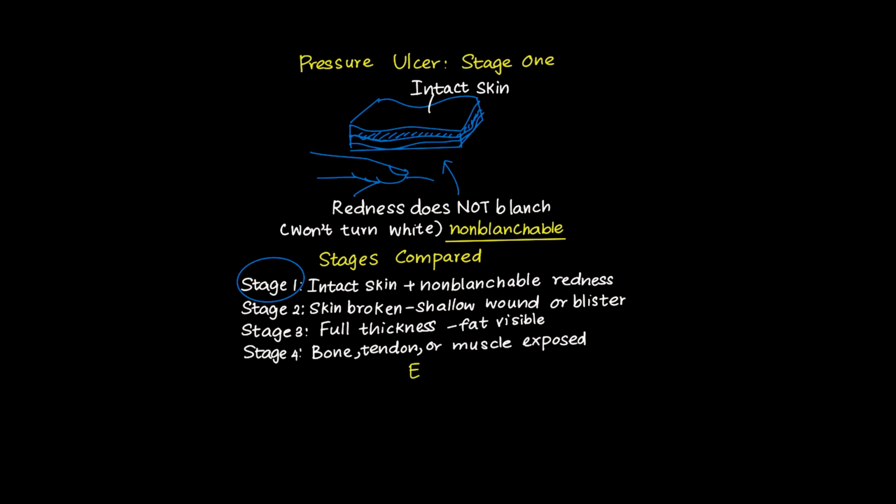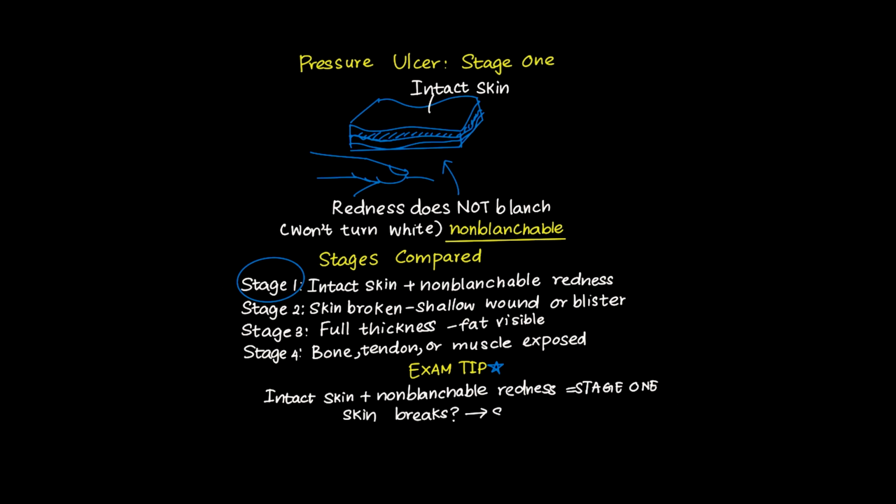Here's a WGU D443 OA exam tip for you. Intact skin plus non-blanchable redness equals stage 1. The moment the skin breaks, you're at stage 2 or beyond. Quick recall hook, stage 1. Skin is still one piece, intact but red and won't blanch.